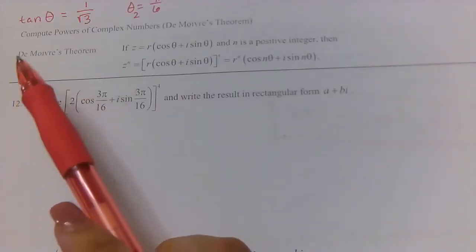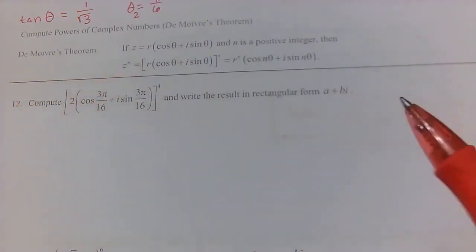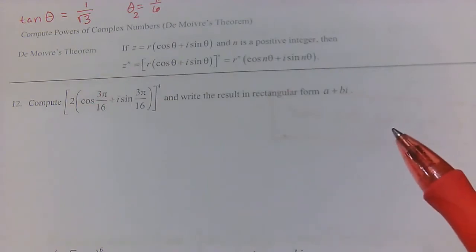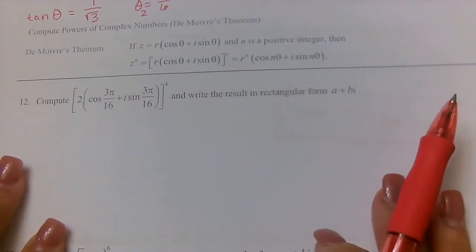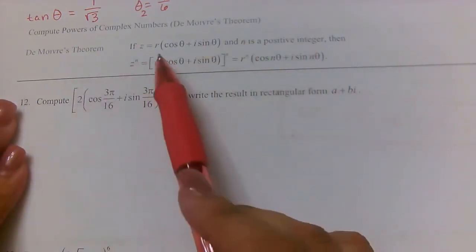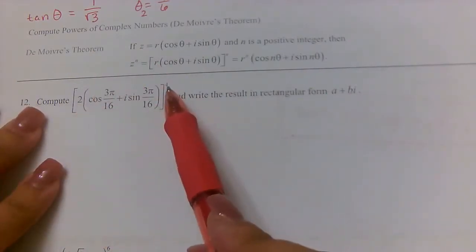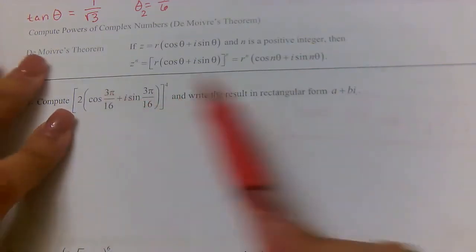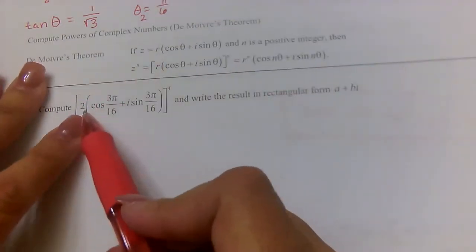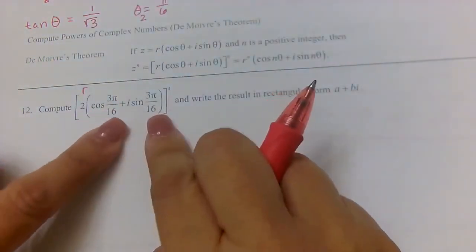In this section, de Moivre's theorem is the part that most students have problems with. But as long as you're using the formula, which is stated here, it's just a matter of plugging it in. All right, so let's just go ahead and start, and then I'm going to show you as we go. We're going to compute this to the 4th power, and we're going to write the result in a plus bi form. So we're going to write it as a complex form. First thing I'm going to do is label everything. This is going to be my r, and this is my theta.